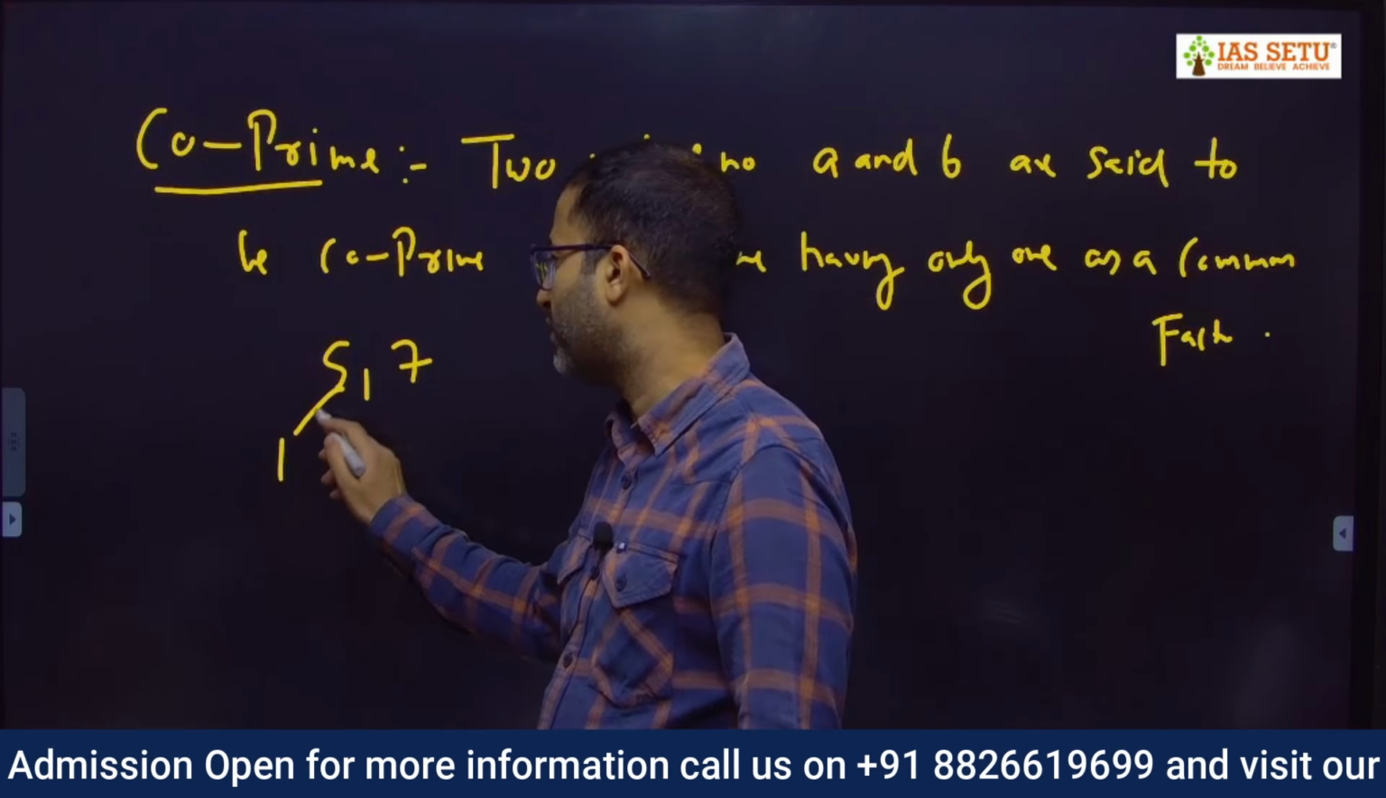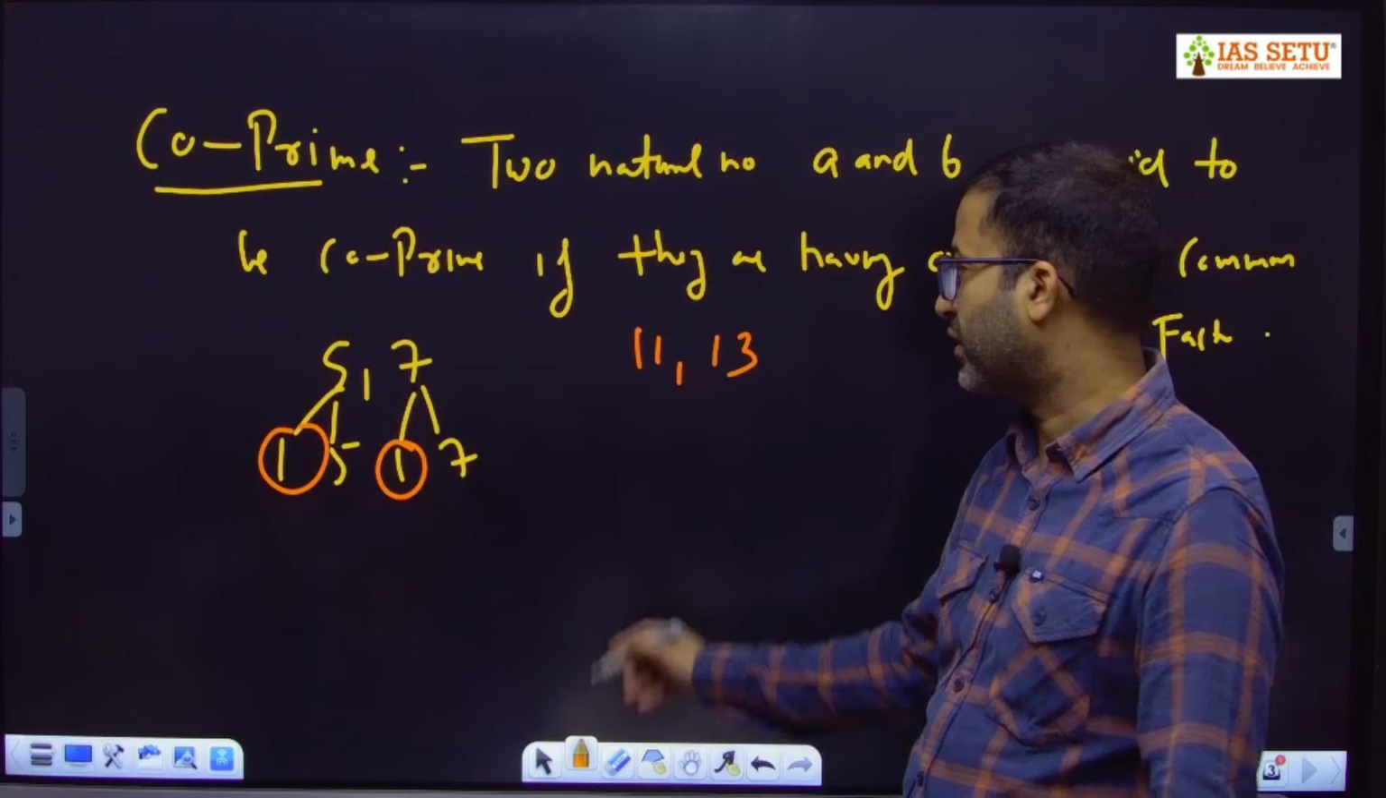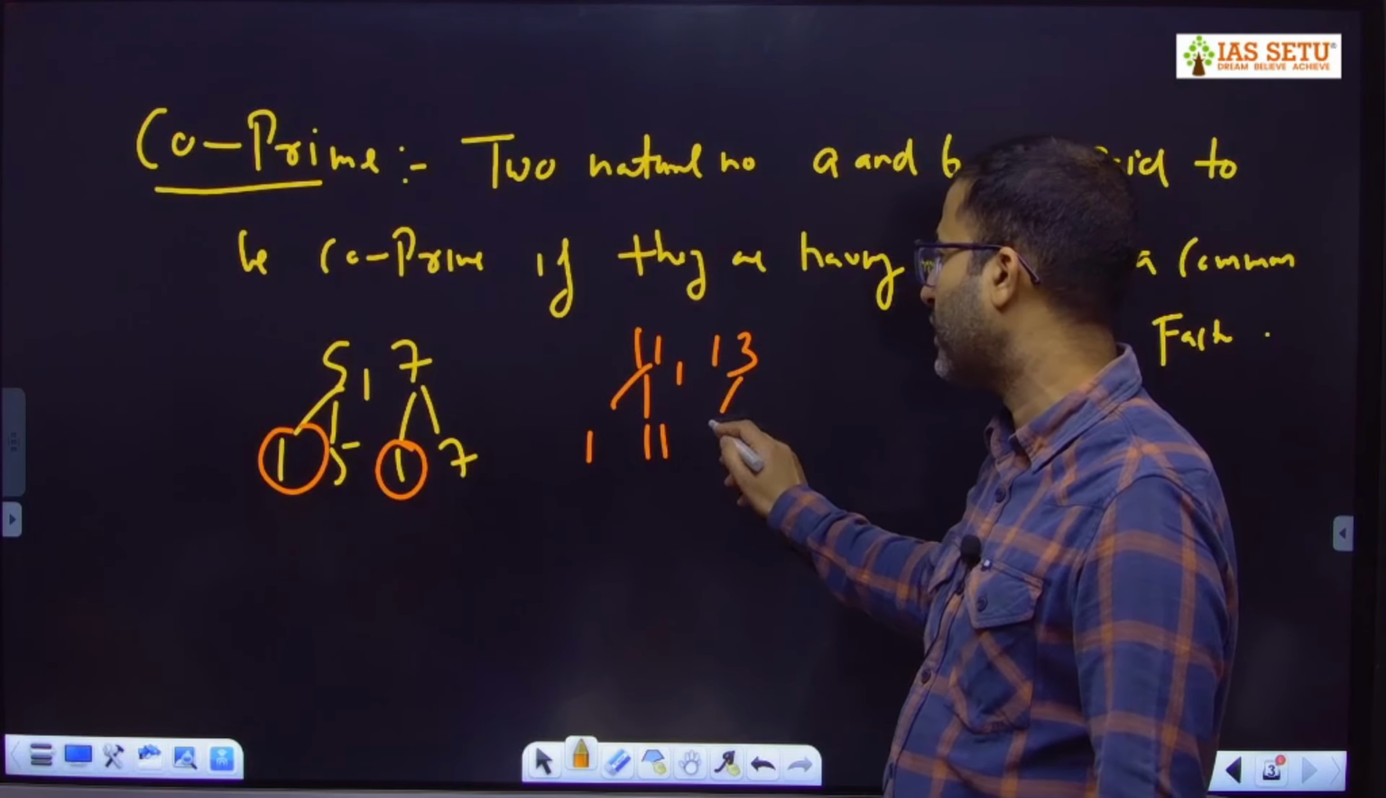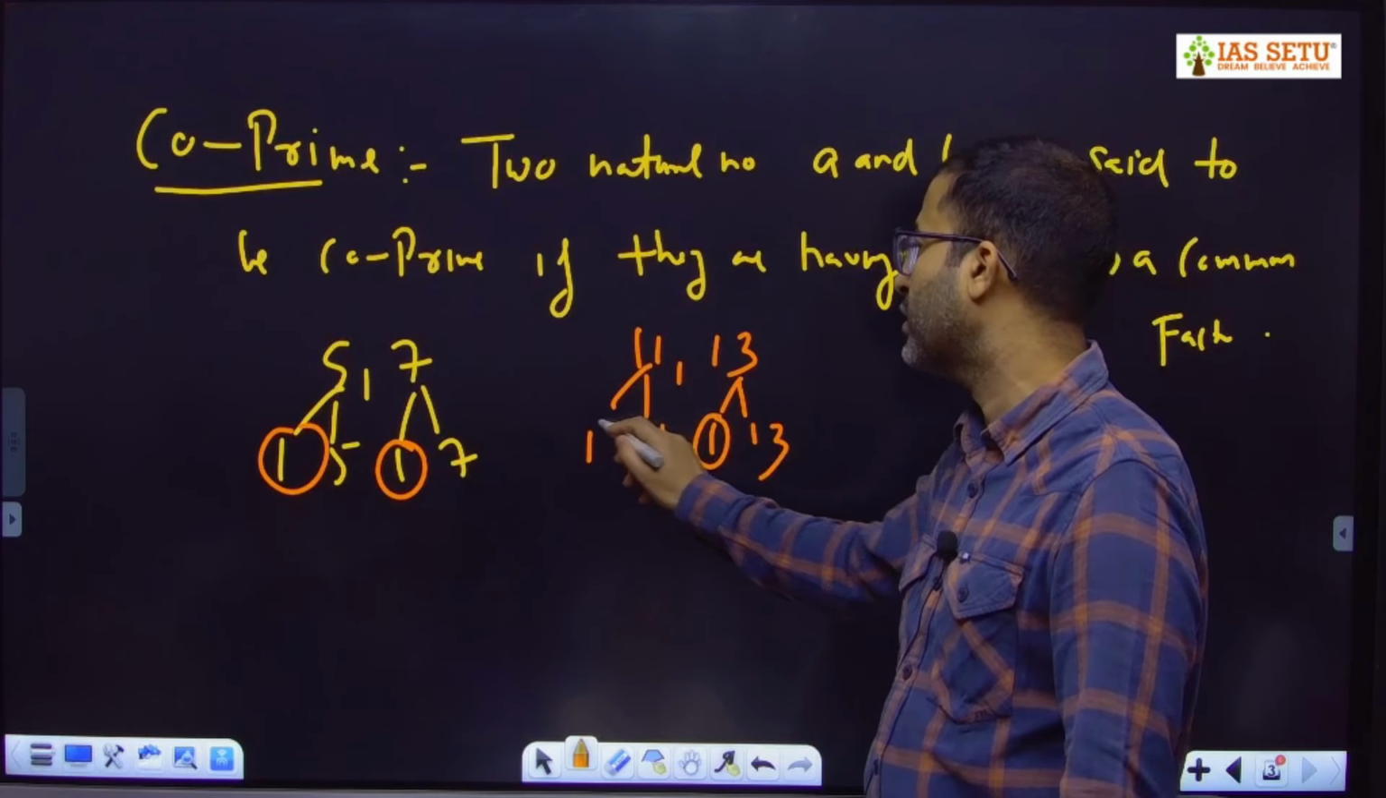11 and 13. So what are the factors of 11? You have 1 and 11. Factors of 13, 1 and 13. So here the common factor is only 1. So 11 and 13 are co-prime.